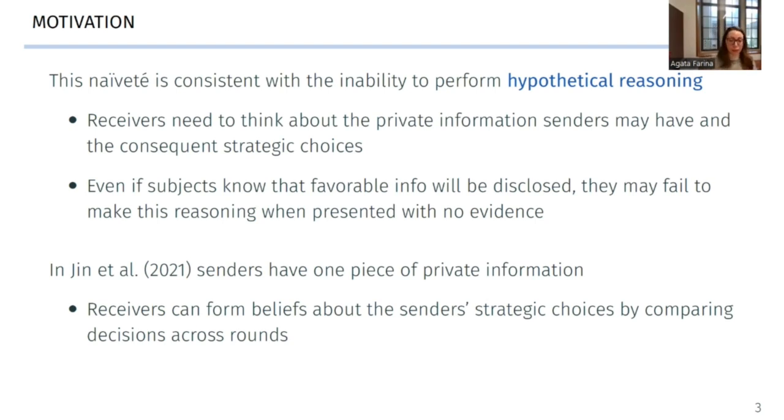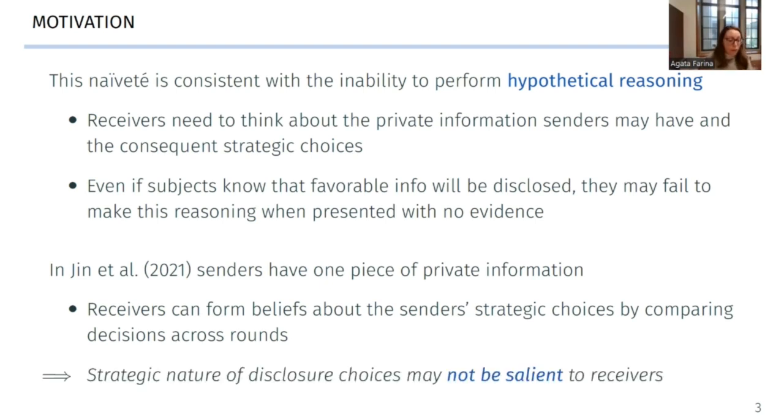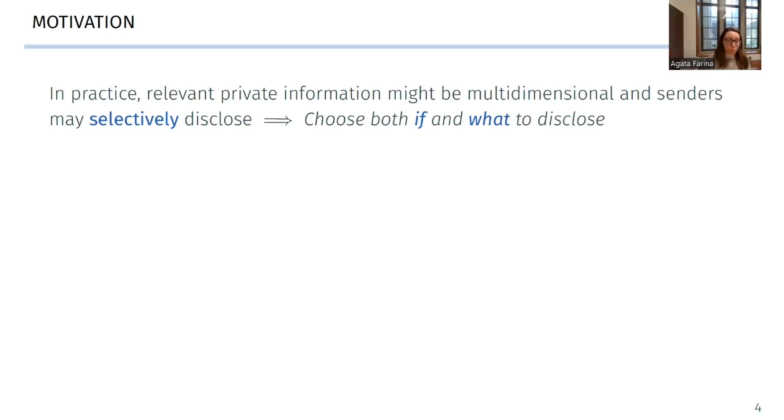So receivers can form beliefs about the strategic choices of the sender just by comparing the decision of the sender in a round with the decisions that they made in past rounds. As I was mentioning, it may be that feedback is not available, so the only thing that the receiver can do is think about what was done in the previous rounds of the game. However, this may make the strategic nature of the choice not salient enough for the receiver to allow them to make this necessary hypothetical reasoning.